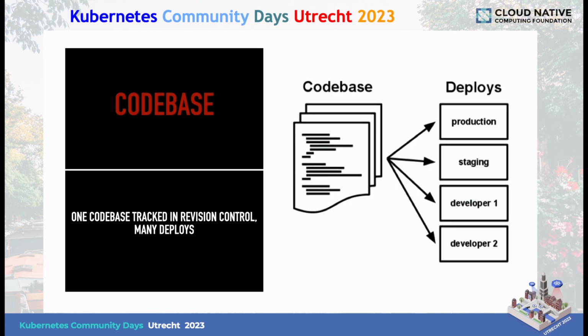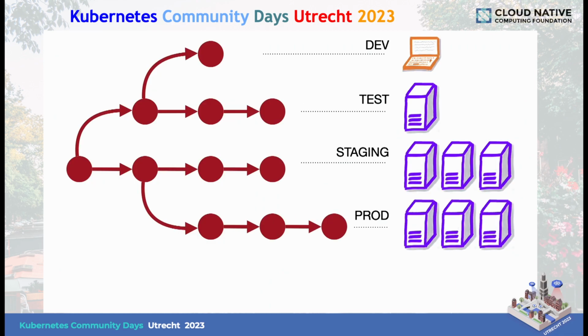So they say, one code base tracked in revision control, many deploys. So this is what we do, right? But at our customers, I usually see this pattern, especially in the deployment pipelines. There's a branch for dev, a branch for test, etc. And when they ask you to deploy this application to cloud, another branch.